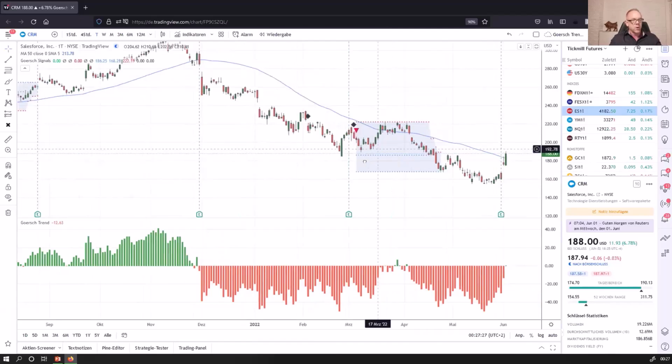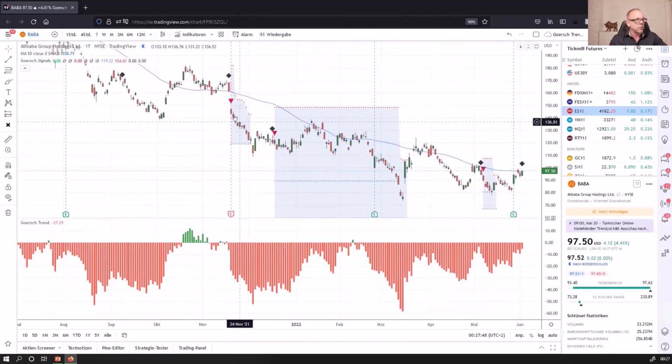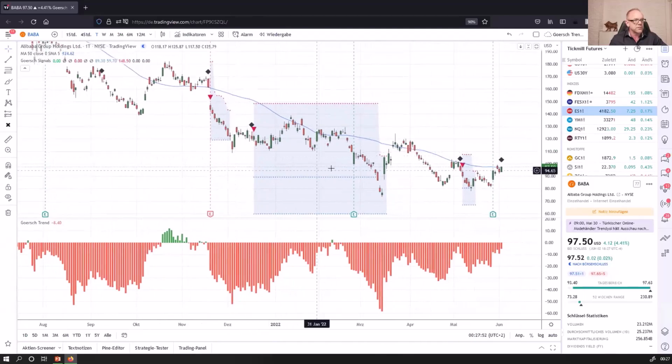What we also can do is if you want to be a little bit more active, you do not have to use the daily chart. You also can use the 4-hour chart or something like that. Let's take a look at Alibaba. Yeah, what we see here is a short trade. We hit the target. The next short trade, we hit the first target.